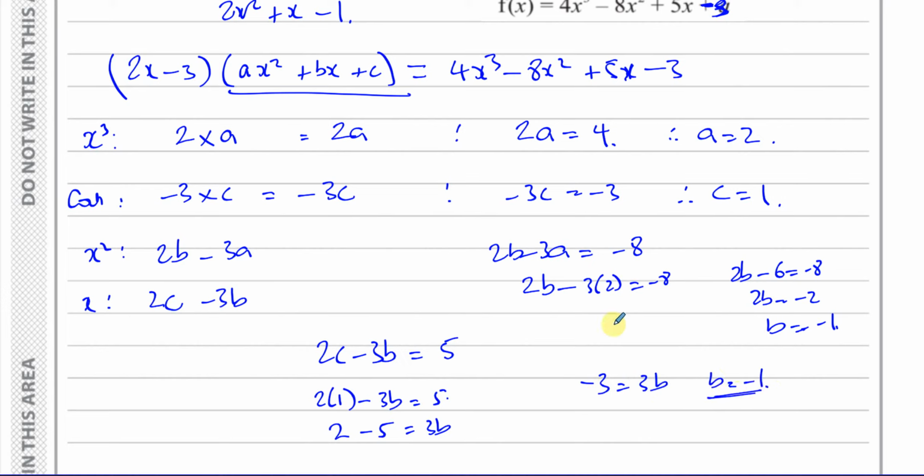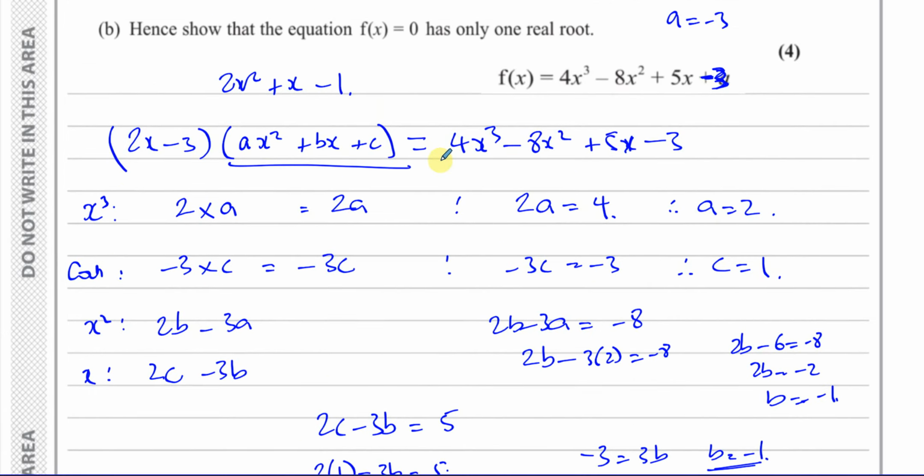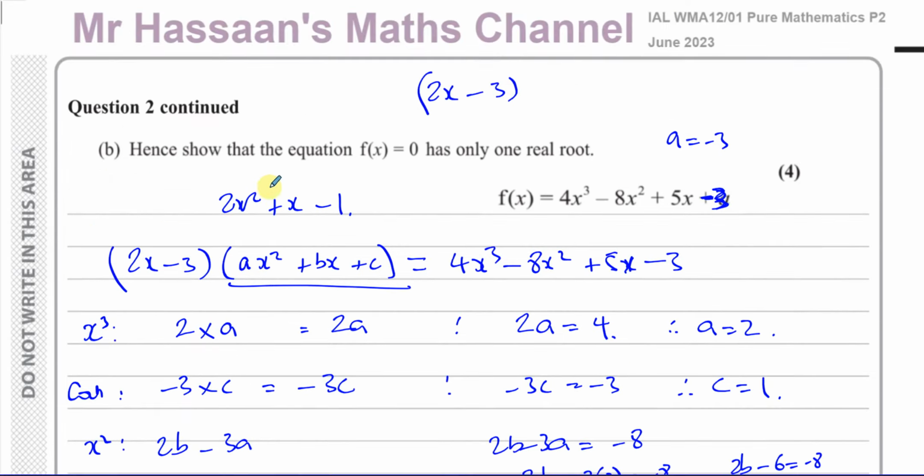So we get the same answer whether we compare the x or the x squared terms. We see we get the same answer, b equals minus 1. And then the rest of the question is the same. We show that the discriminant of 2x squared plus x minus 1 equals 0 is negative. Therefore, that will give no solution. So therefore, the 2x minus 3 equals 0, where x equals 3 over 2, is going to be the only root. Okay, so that's just a bit of an extra way of dealing with things. Another method of finding what that quadratic is that multiplies this 2x minus 3 to give our cubic.